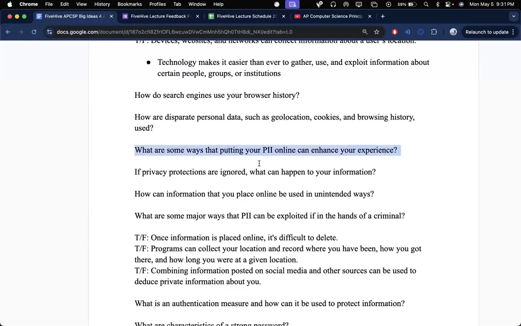So, what are some ways that putting your PII online can enhance your experience? Obviously, it could negatively affect your privacy, right? But as far as how it can enhance it, you can get personalized recommendations, as we said. The other thing you need to know is that it can be used to enhance your online experience, particularly with online purchases. So if you store your credit card information on a website or a store, Walmart, for example, then you can really easily pull that back up the next time you're going to buy something from Walmart, enhancing your experience. So online purchases is another thing to take a look at.